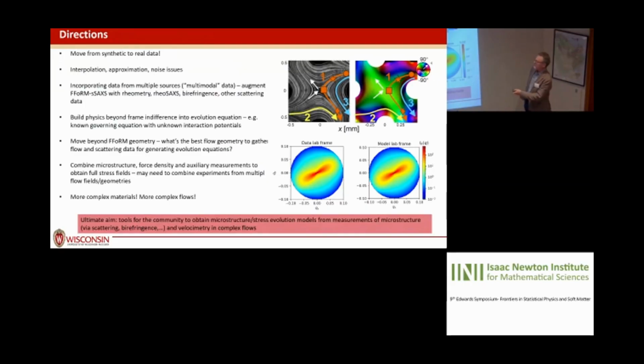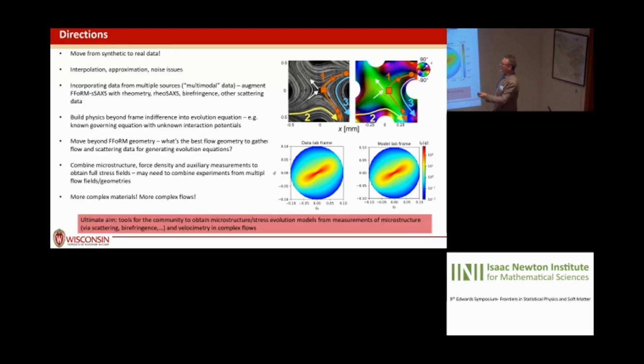There are all sorts of practical issues in terms of interpolations, approximations, and noise. What we would really like is a setup where, if you have scattering data, birefringence data, or rheological data, you can just put that all in the framework and develop these microstructural evolution models. We have a framework set up for that, but that's work in progress.